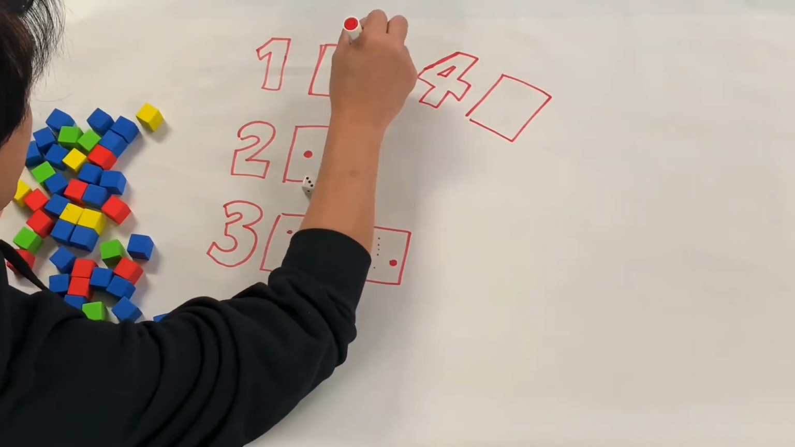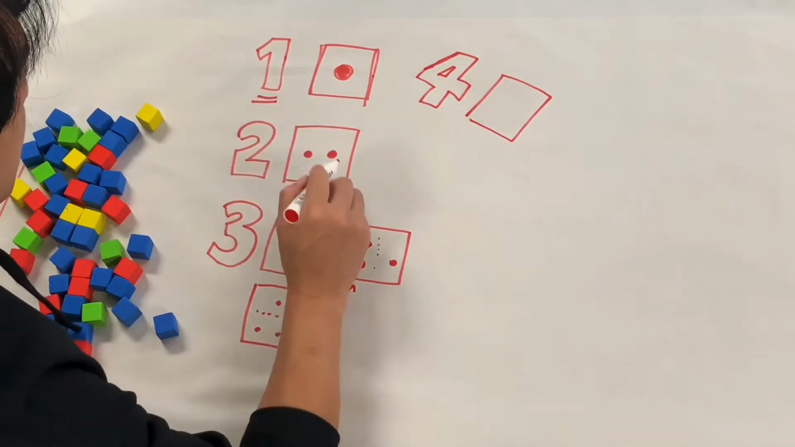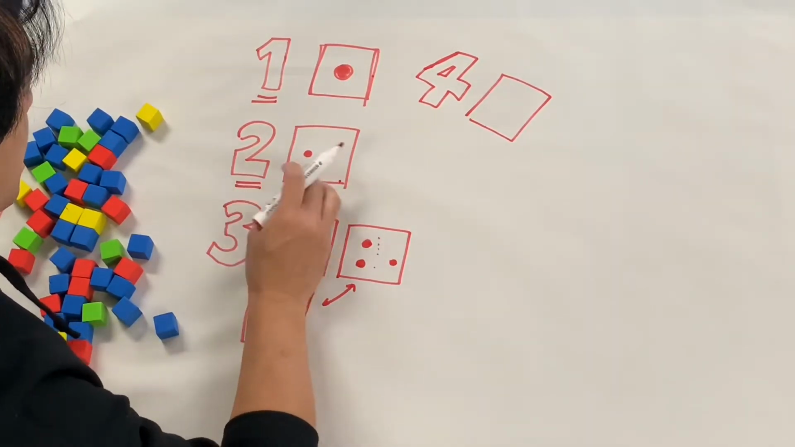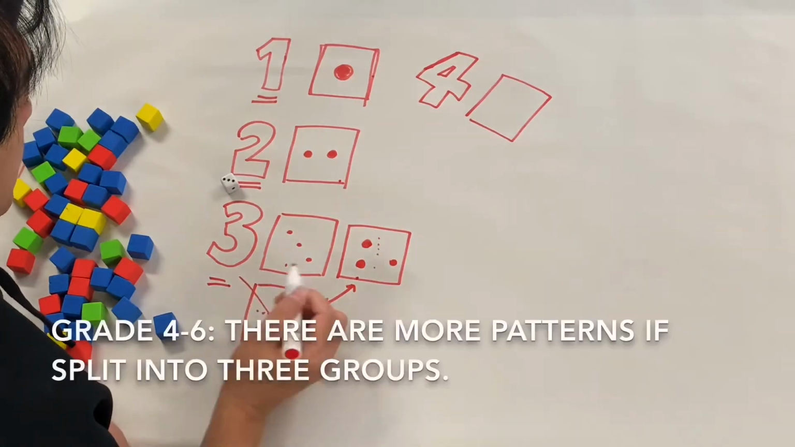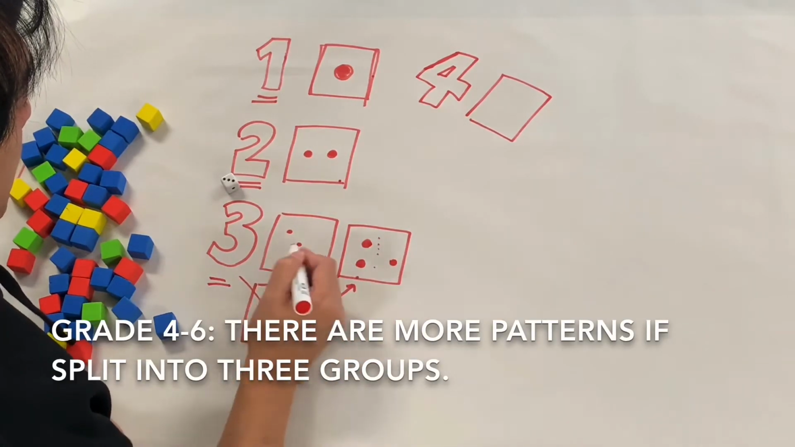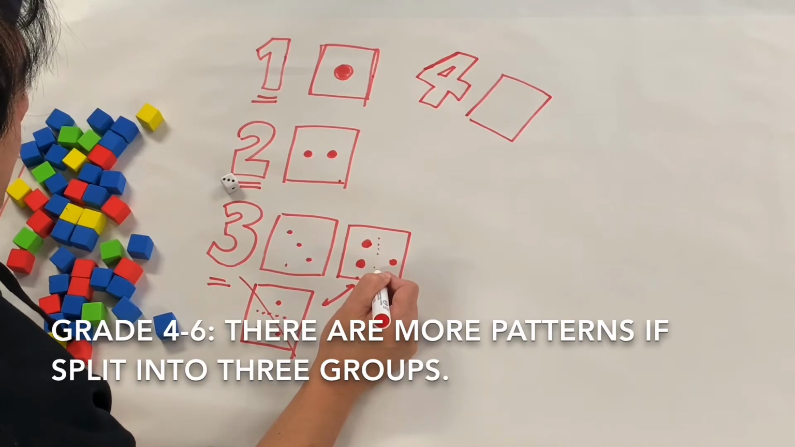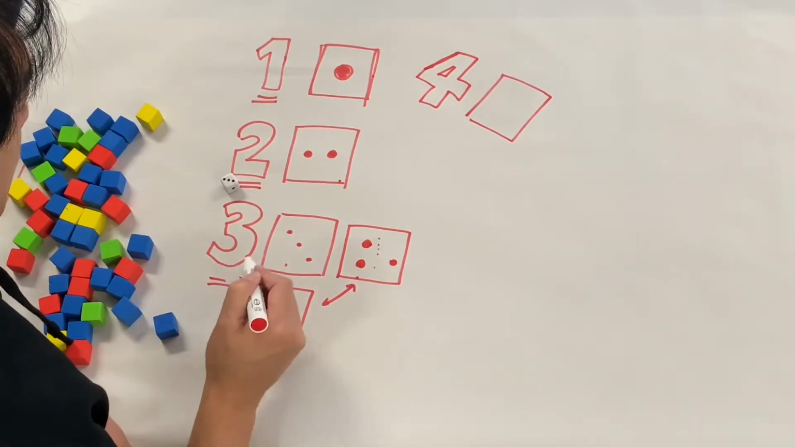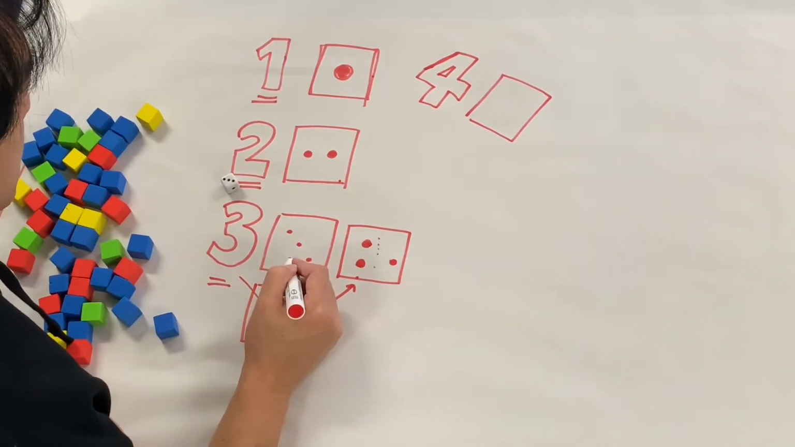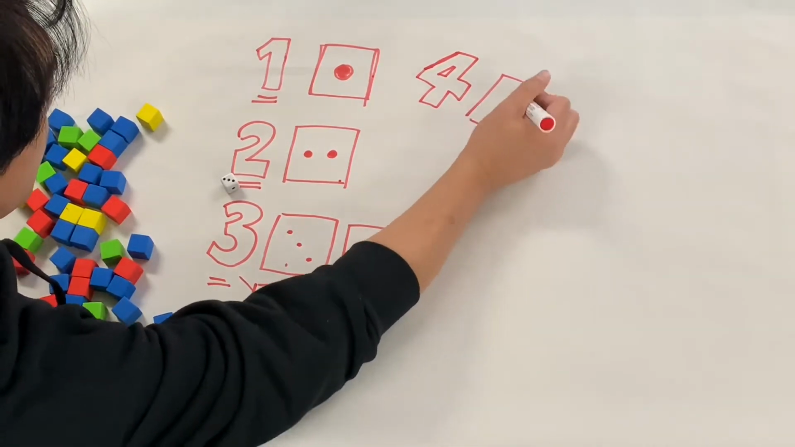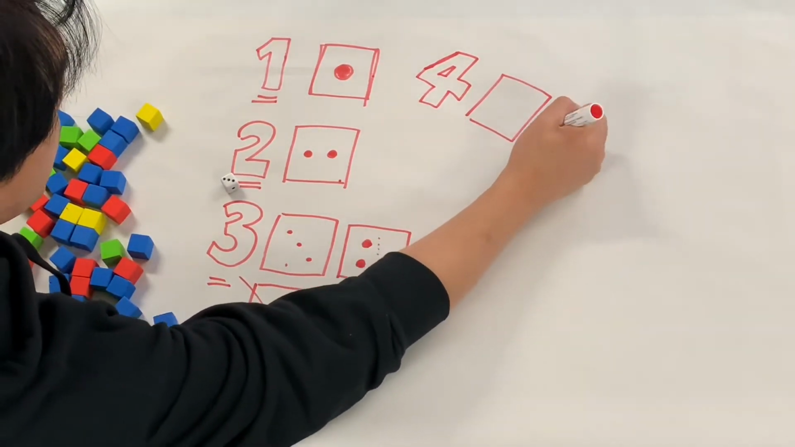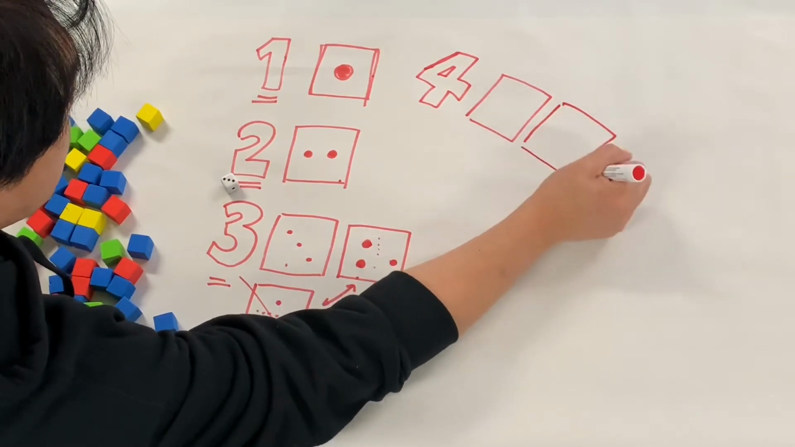I have only one pattern for number 1. I can only make one pattern for number 2. Seems like I can get 2 different patterns for 3. It's 0 and 3 and then 1 and 2. So 3, I can make 2 different patterns, 3 itself and 1 and 2. 4, I wonder how many different patterns you can make.